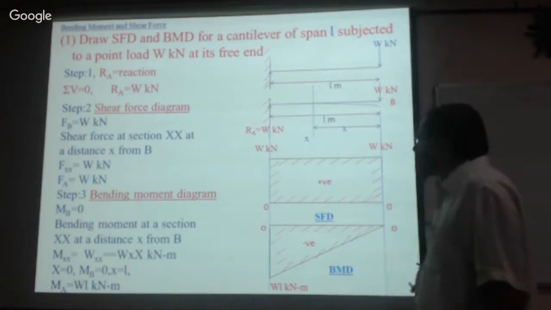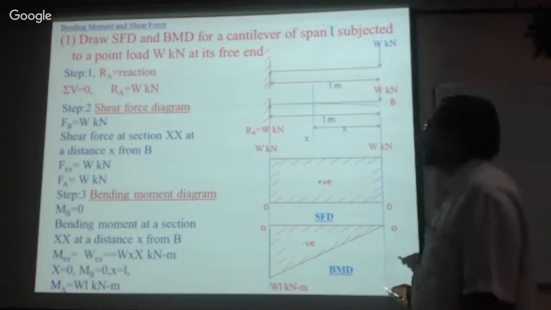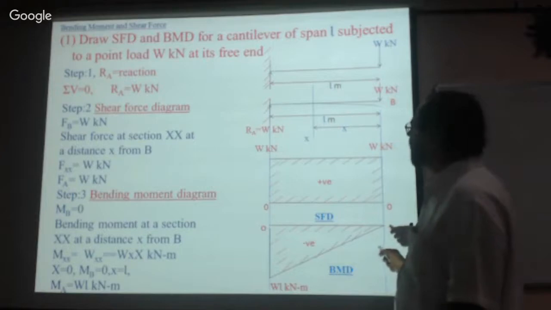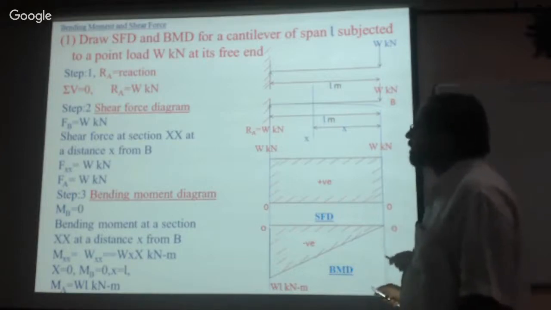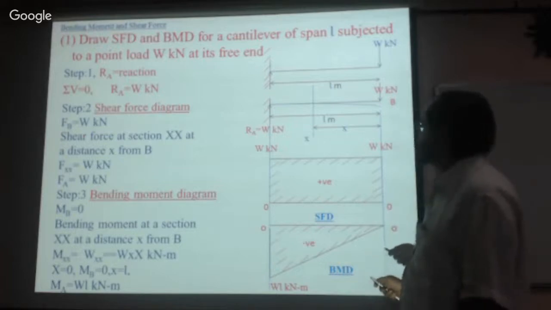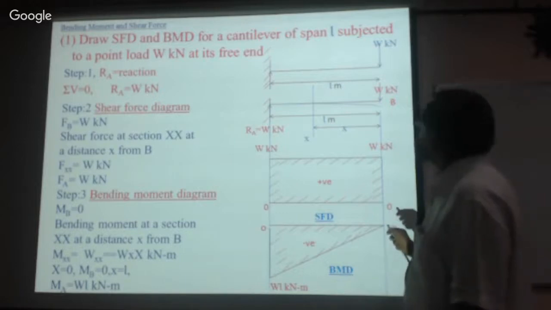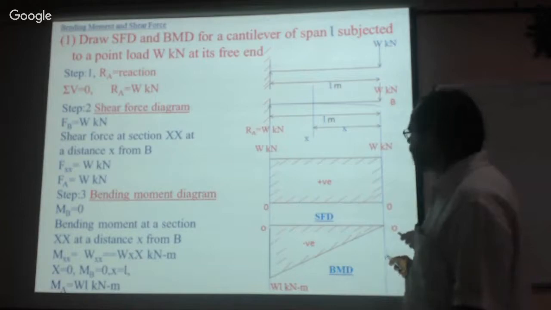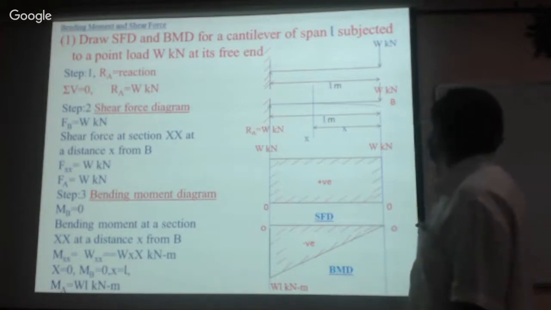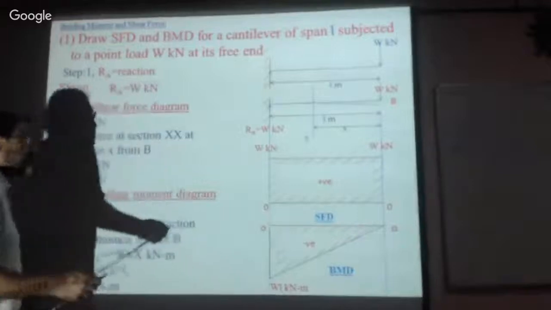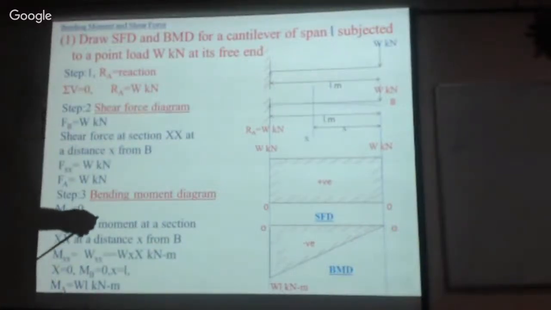Now to plot the shear force diagram, there are three steps we have to follow. The first step is to find out the reaction. After finding the reaction, that one job is done. The second job is to calculate the shear force. According to the definition, shear force at any section at a distance x, after calculating the reaction, W kilonewton is the reaction acting upward and W kilonewton is acting downward. This is the diagram, this is how the reaction is calculated. This is the first stage, step one.